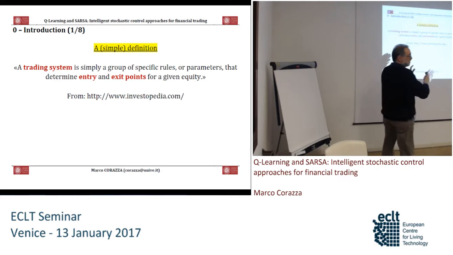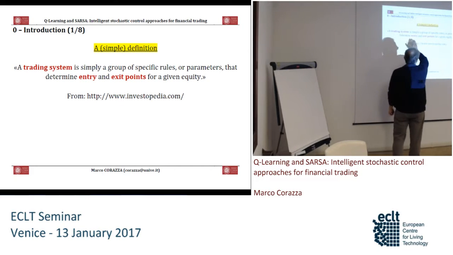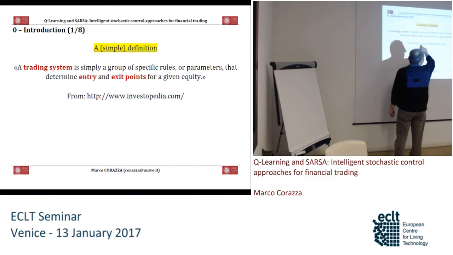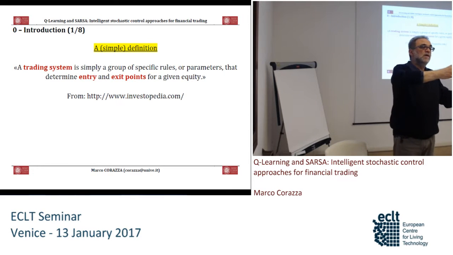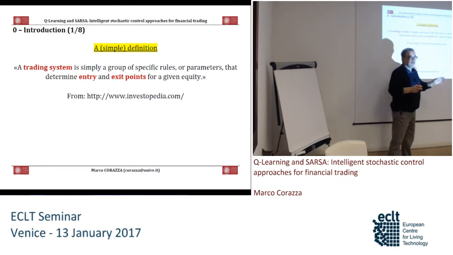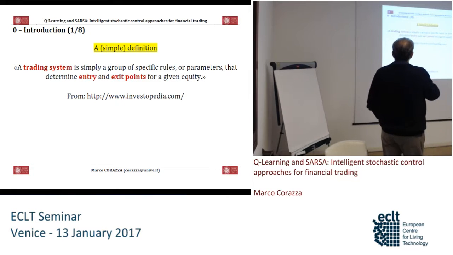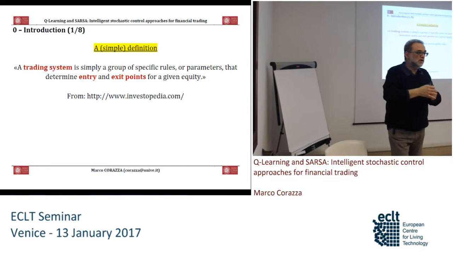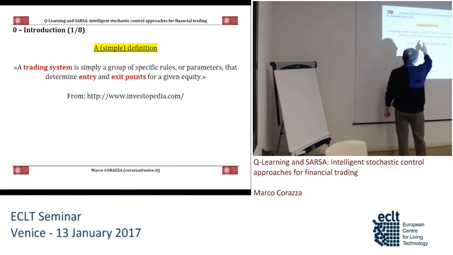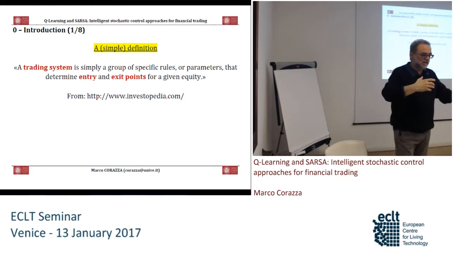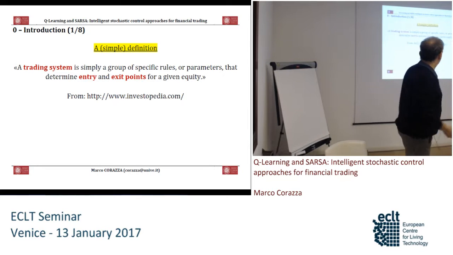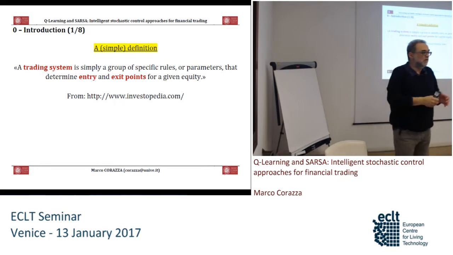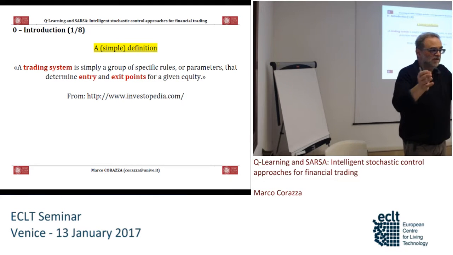First of all, a very simple definition. What is a trading system? This is not a technical definition. In fact, it comes from Investopedia, the equivalent for professional investors of Wikipedia. So it is a practical and operative definition: a trading system is a set of rules and related parameters by which it is possible to determine the signals of entry and exit points for a given equity. Entry is a signal in which I decide to buy or to sell this asset, and of course the exit point is the reversal point. So, in a very simple way, a financial trading system is a system that, by a set of rules, tells me when I have to buy or to sell a given asset.